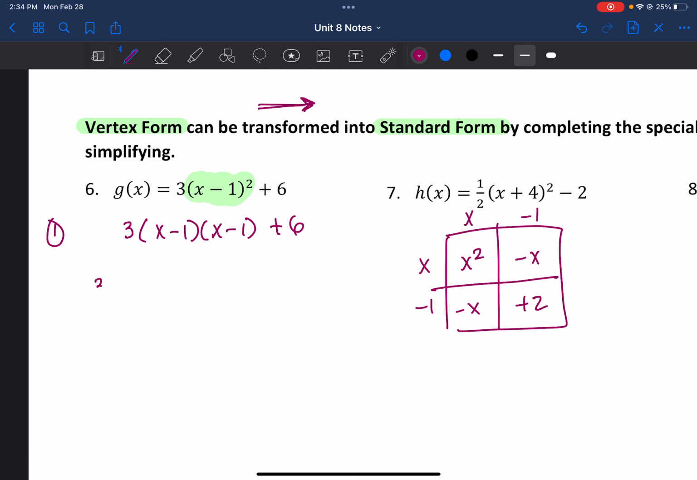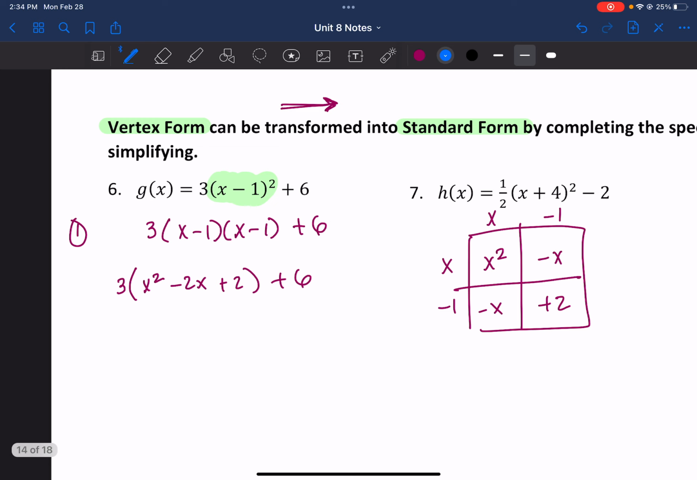So now I have 3 parentheses. I have to make sure to use parentheses because in a minute I have to distribute that 3 to what I'm writing now. So I have x squared minus 2x plus 1, close, plus 6. All right, cool. Then here's the next step. I need to distribute this 3 to each term, and then I can add the 6. So this is now 3x squared minus 6x plus 3 plus 6.